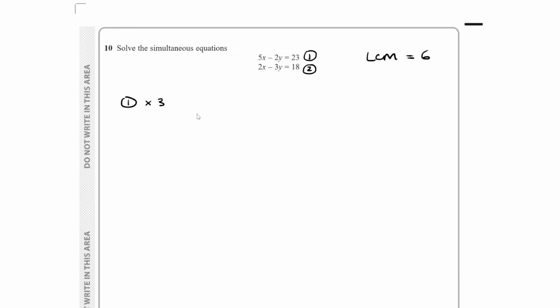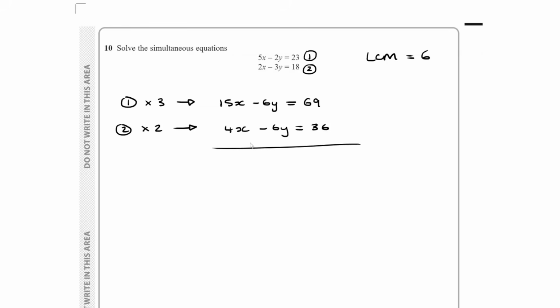And you do have to multiply the whole equation by 3. So that'd be 15x minus 6y equals, and then 3 times 23 is 69. Same with equation 2, but that one, to make it 6y, I'd have to multiply just by 2. So 4x minus 6y equals 36. So now I've got both the same y.